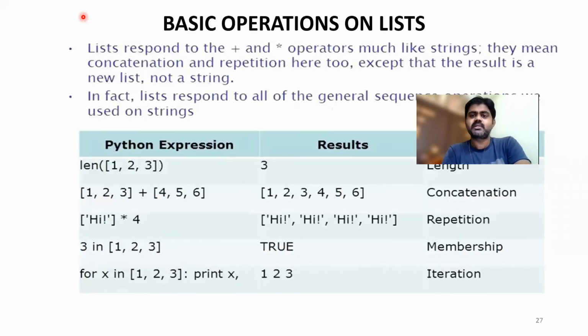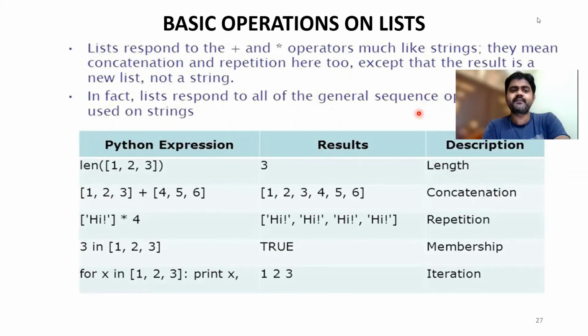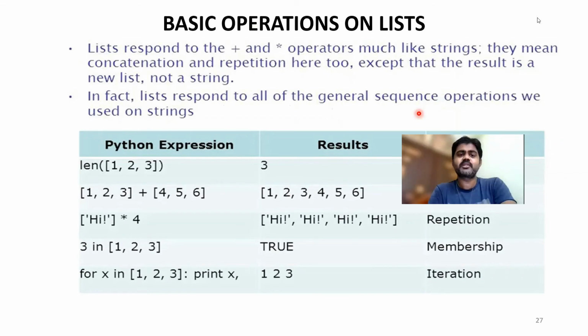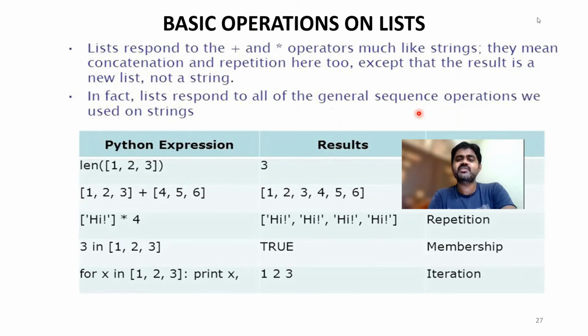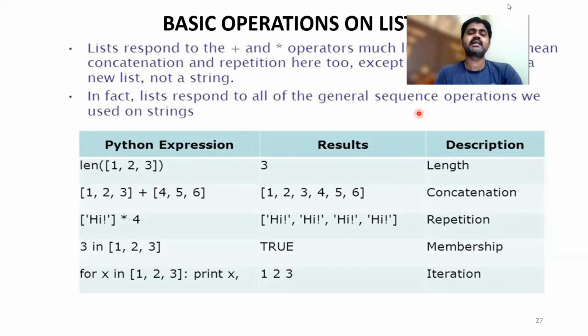Okay, the next is basic operations on list. Lists respond to the plus and star operators much like strings. They mean concatenation and repetition here too, except that the result is a new list, not a string. So while performing basic operations on a list, the result will be a list, not a string. For example, length of 1 comma 2 comma 3 will be 3. So this is length.